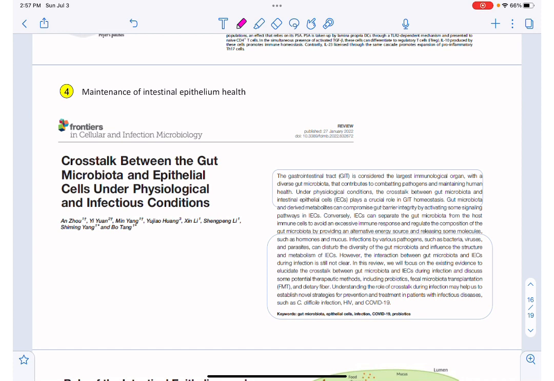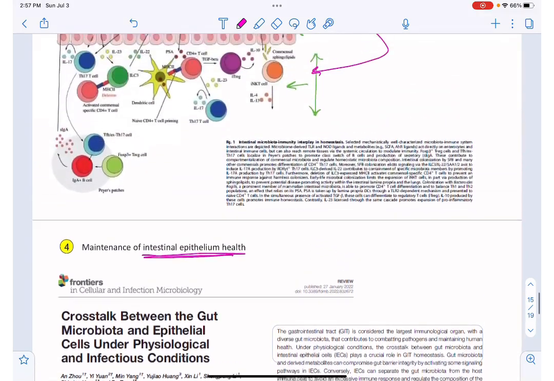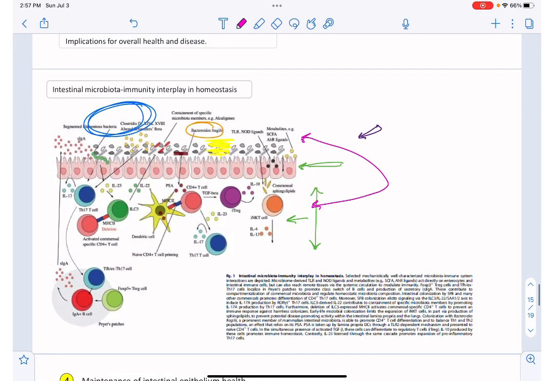Another thing that the gut microbiome may be important in is the maintenance of intestinal epithelial health. Now, what do I mean by that? What I mean is the health of these epithelial cells that line the large intestine. And it's critical that these epithelial cells be healthy for the overall health of the organism.